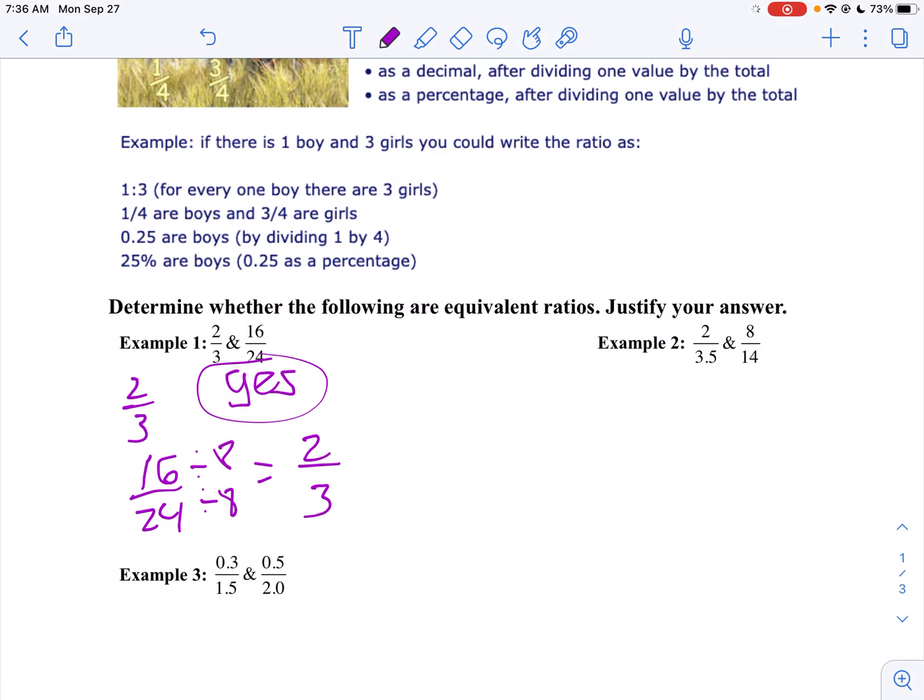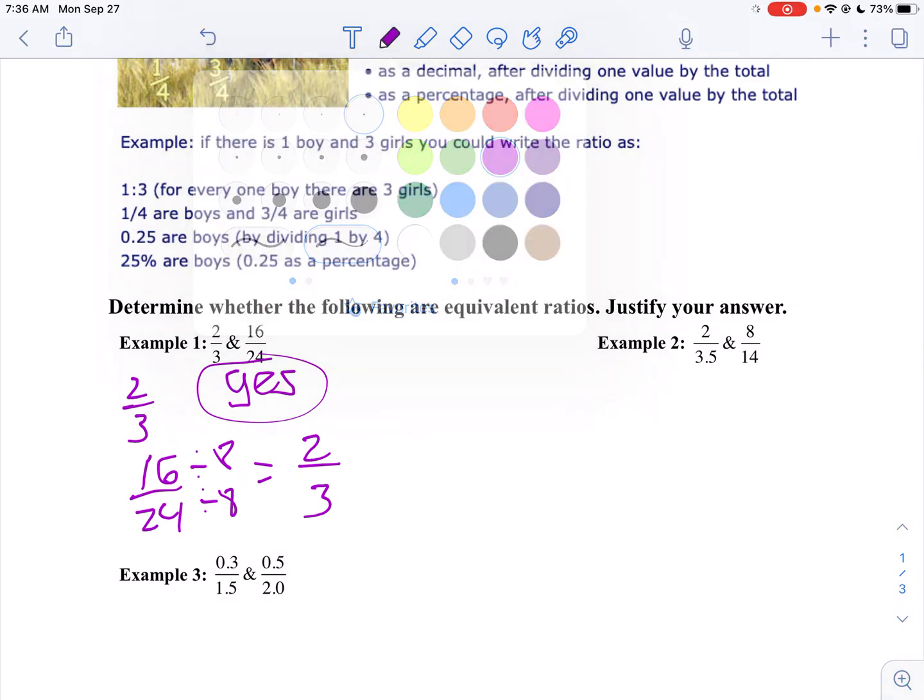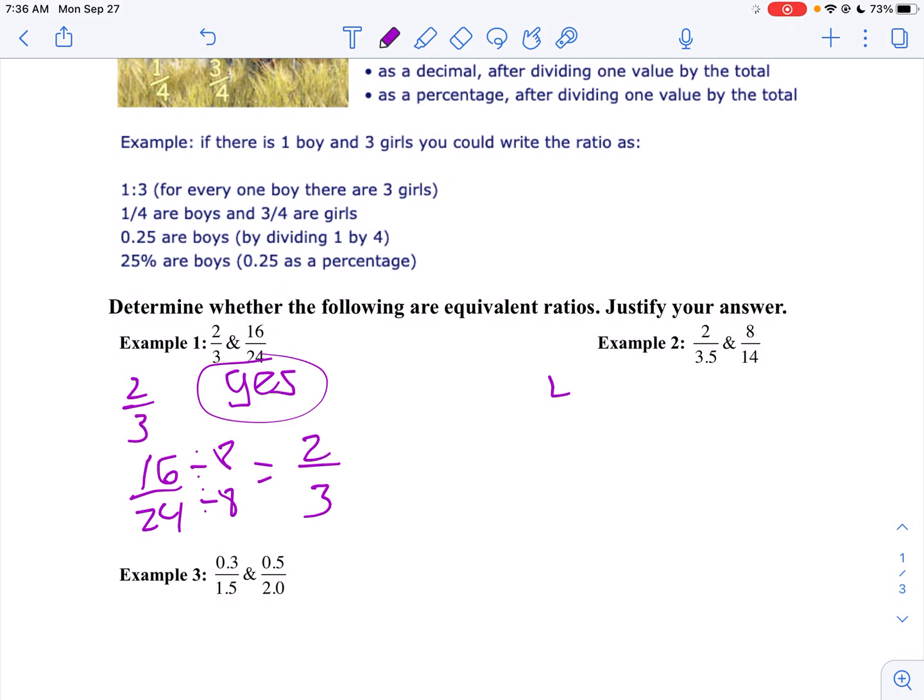Now, how do you reduce a decimal? That's always an interesting question. So I've got 2 over 3.5. Well, you get rid of the decimal by multiplying by 10. So what I'm going to do, if I multiply the denominator by 10, I got to multiply the numerator by 10. So you get 20 over 35. Then I reduce that because I could divide numerator and denominator by 5. 20 divided by 5 would be 4. 35 divided by 5 would be 7.